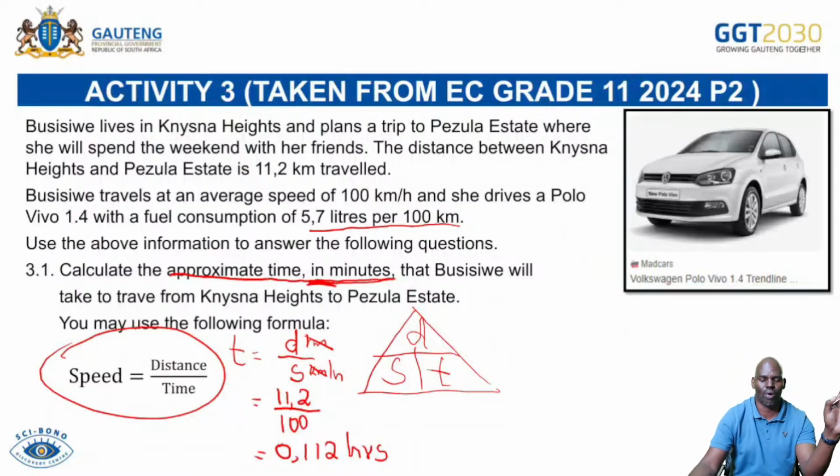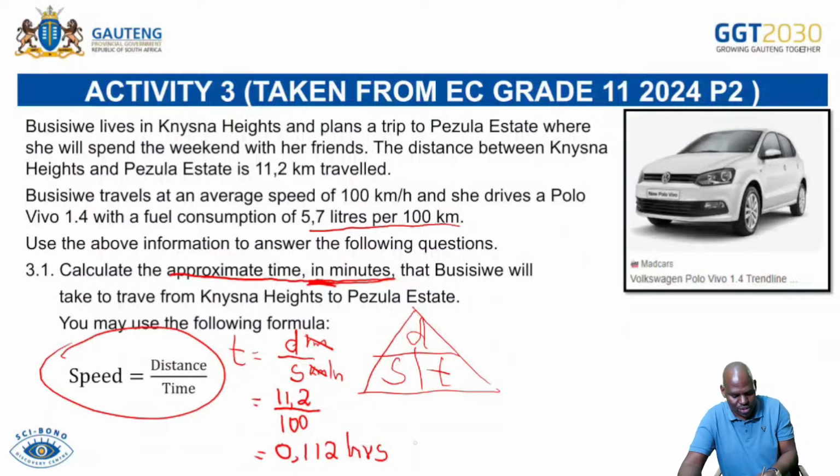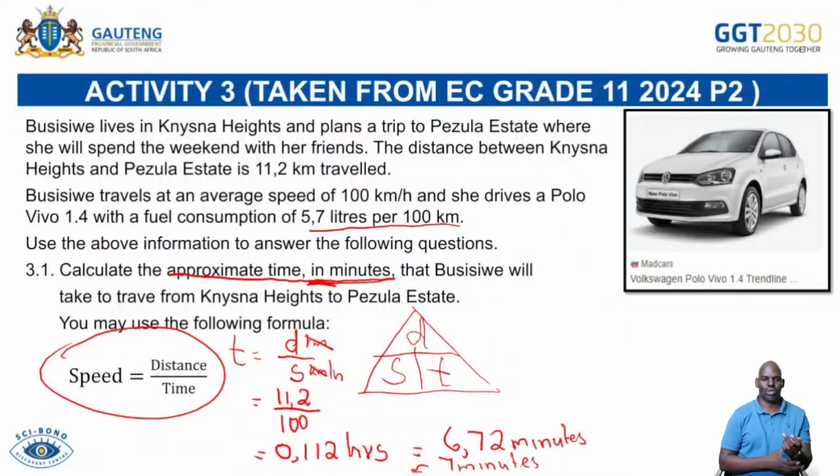Now, this is what you should know. How do you convert from hours to minutes? We multiply by 60. If you take 0,112 and multiply it by 60, we get 6,72 minutes, which is about 7 minutes. So the examiner was only looking for the time in minutes. So this is 6,72 minutes, which is about 7 minutes.